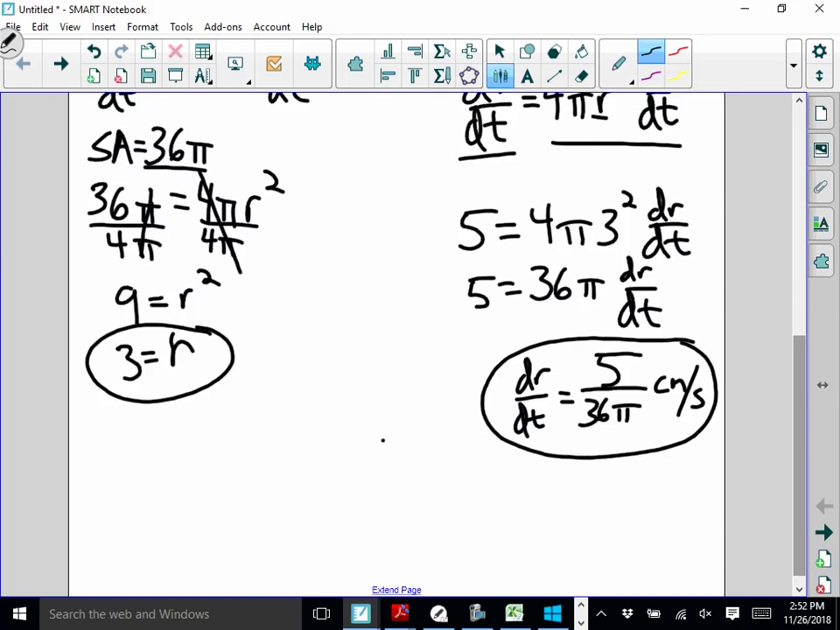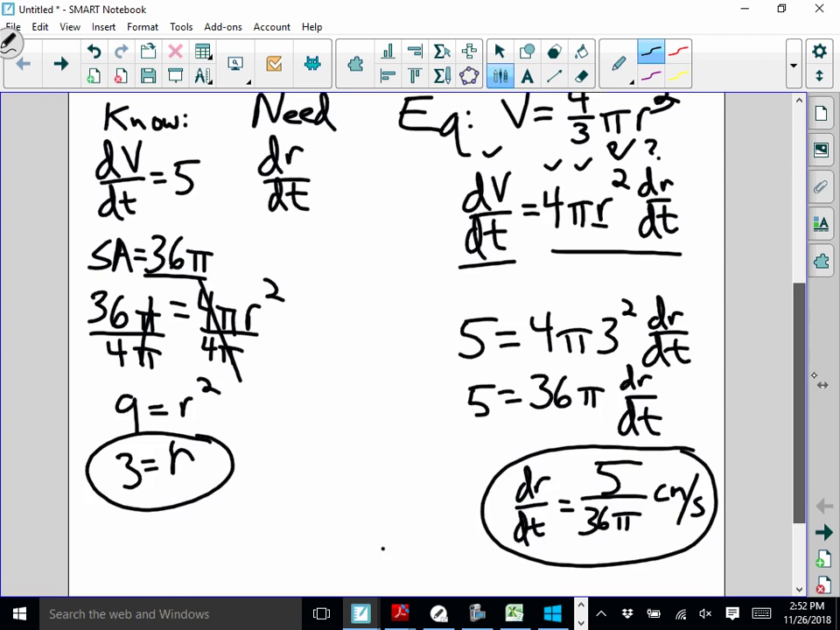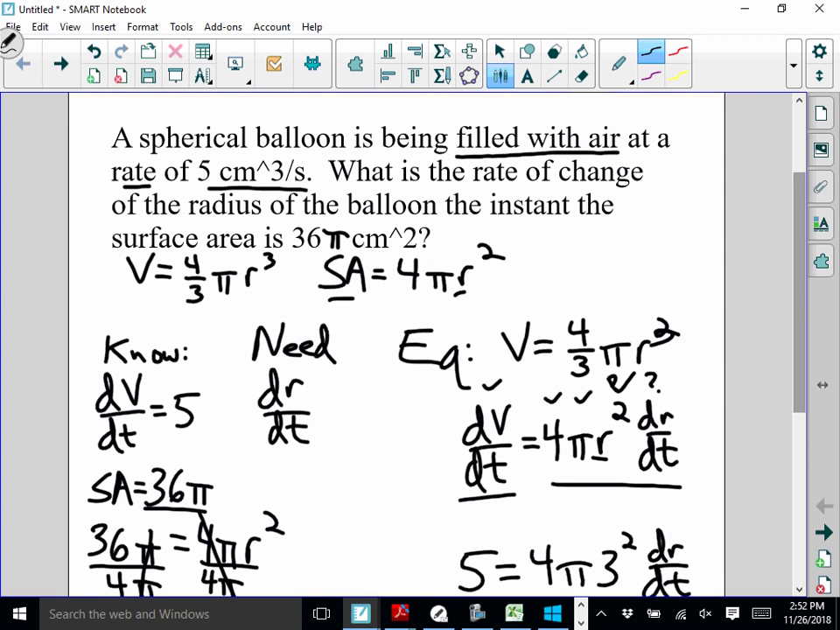So there's a different type, right? This is a three-dimensional problem now, but we can solve it using the same steps. Find our know, find our need, find our equation to derive. We had two to choose from. Hopefully we chose the right one in volume.